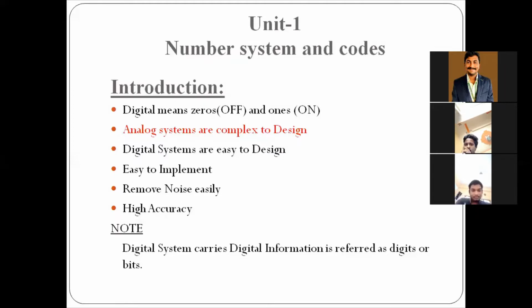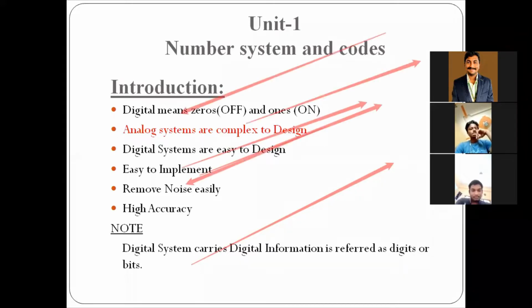Why was the information converted in the form of digital, in the form of binary? Because, as I already told you, the system-understandable language is binary language. Whatever information you have was converted in the form of binary. Compared to analog, digital systems are very easy to design. Analog systems are very complex to design, so people were moving to digital systems.